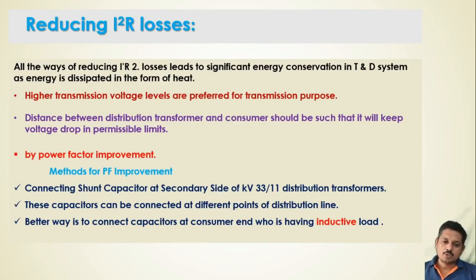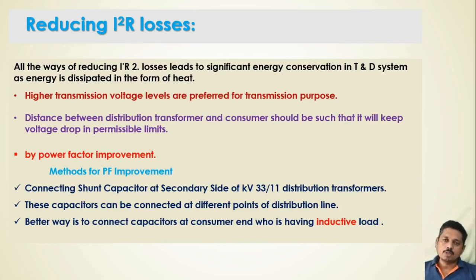How to reduce I square R losses? As we know, if we can reduce the I square R losses, that will directly reduce a lot of transmission and distribution losses. So how can we do that? First thing is, if we transmit high voltage through the lines, that will reduce the current level, and the I square R losses also get reduced. Second thing is related to the distribution transformer and consumer. We have to keep the distance between the distribution transformer and consumer minimal. So it will reduce the voltage drop in the line and eventually the I square R losses.